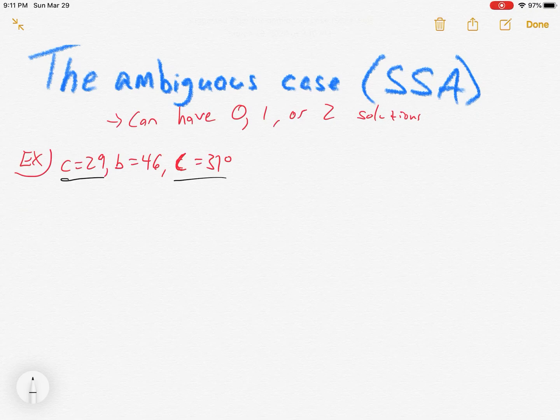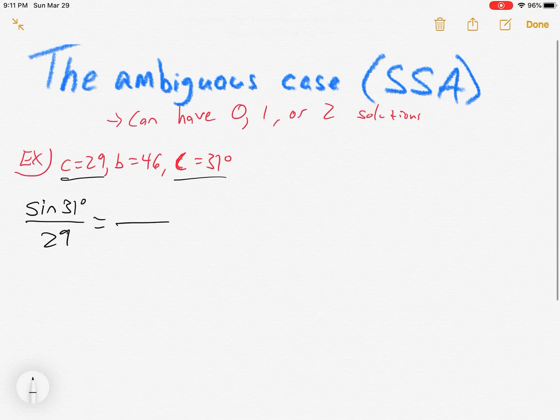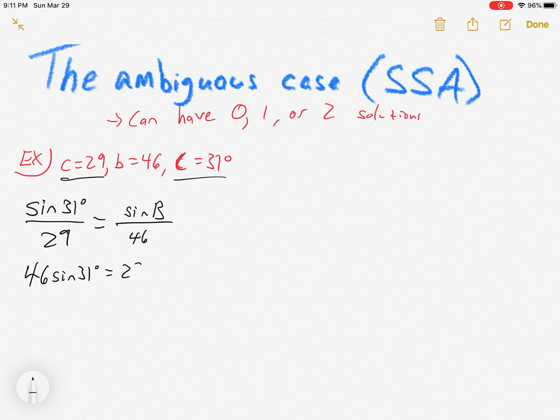When you're finding an unknown angle using law of sines, you need to be concerned there could be 0 or 2 solutions, or 1, of course. So this is going to be one of those cases. This is where we're finding the unknown angle. So we say, we got this law of sines. I have a known column, the C known column. But this is a bit bizarre. We haven't seen this yet. Okay, cross multiply, 46 sine 31 equals 29 sine B.